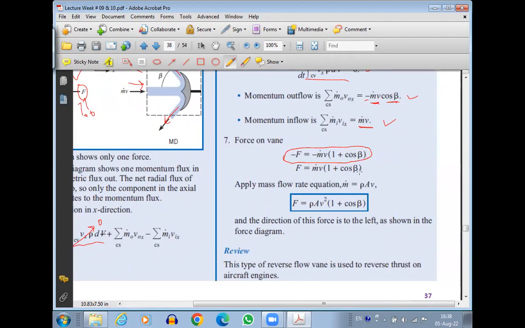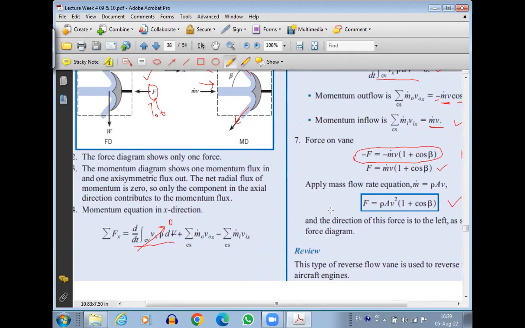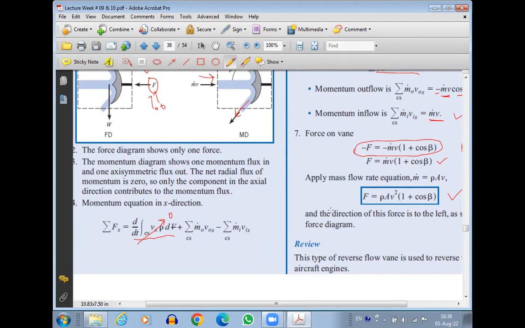Just simplify it a bit. So it becomes F equals m dot v times (1 plus cos beta). Now m dot is basically rho A V. So if you substitute rho A V, it becomes rho A V square times (1 plus cos beta). And this becomes the value of the force. Since there was no numerical value in this question, it was just asked to find F as a function of rho, A, V, and beta. And so we have already determined it.